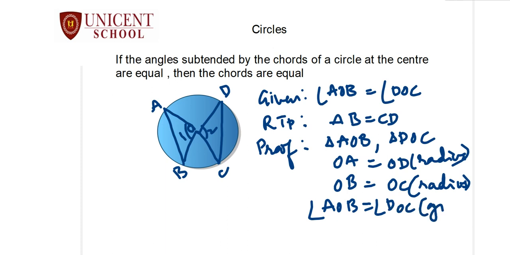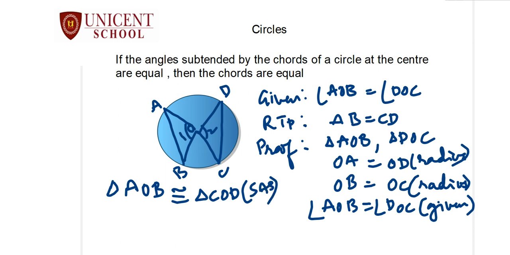This is given. So now we proved that triangle AOB is congruent to triangle COD. But by which rule? SAS congruency rule. Therefore, according to CPCT, if we compare the congruent parts, we get that AB equals CD. Hence, we have proved that if the angles subtended by the chords of a circle at the center are equal, then the chords are of equal length.